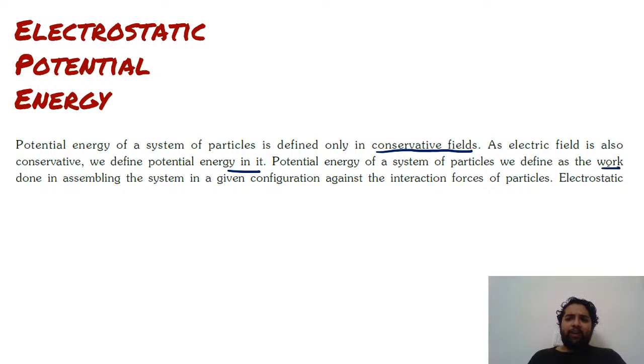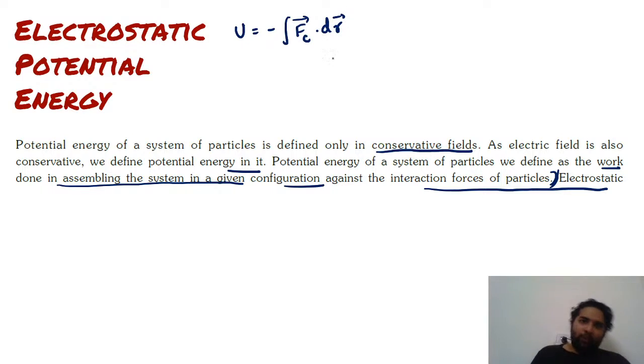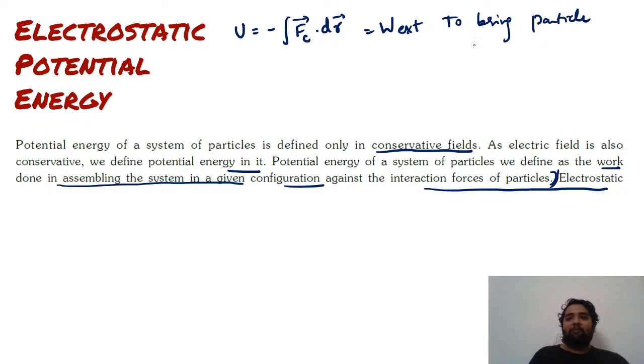For a system of particles, we define it as the work done in assembling the system in a given configuration against the interaction forces between the particles. Getting it? It is the work done to make that system come to that particular place. One thing you have to understand: you also know it this way, that potential energy is defined as the negative of the work done by the conservative force, U = -∫F·dr. This is also correct. This is nothing but the work done by an external agent to bring the particle from infinity to the setup.